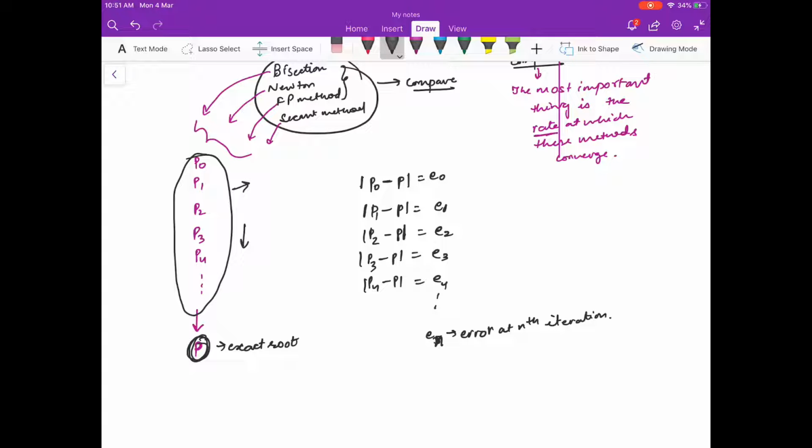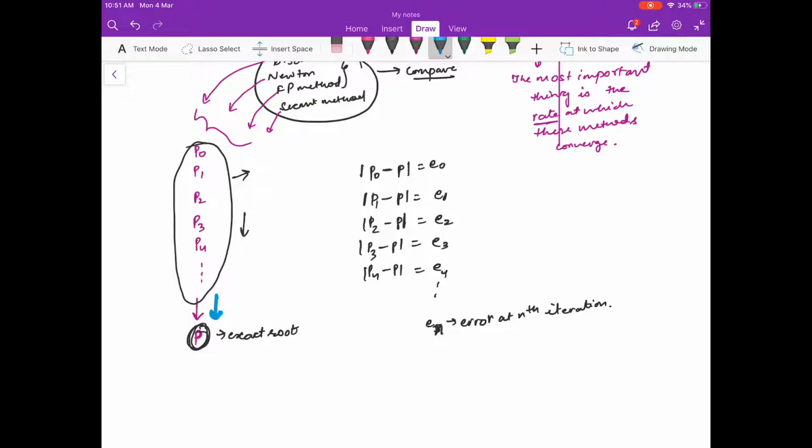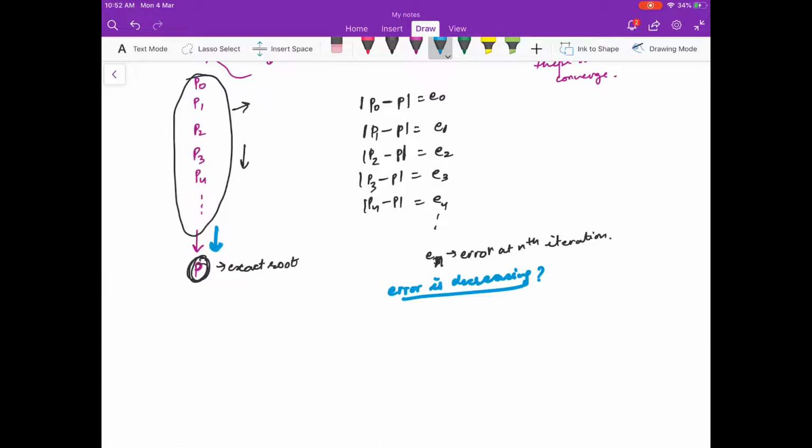Okay, and because you are saying that the sequence converges to P, it means that we expect that error is decreasing, then only ultimately you will reach P. So this is what we expect for a convergent sequence. It means that we expect that E5 is less than E4, less than E3, less than E2, less than E1, and so on. This is what we expect.